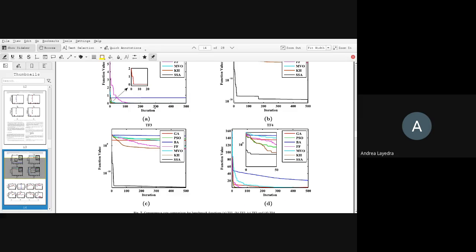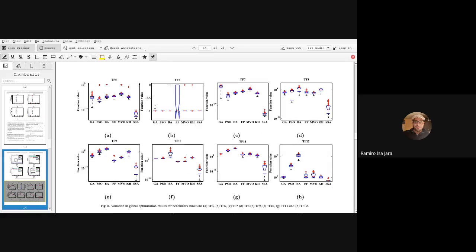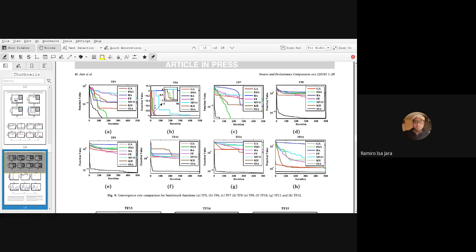Another way to evaluate these algorithms is according to statistical measures, for example, the mean and standard deviation, in order to compute the error in different functions. In this image, different functions are evaluated with different algorithms, where the SSE algorithm is the best optimizer.